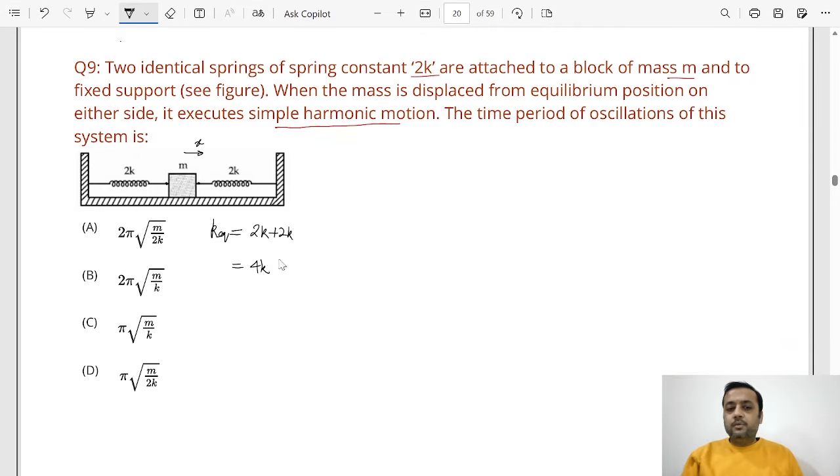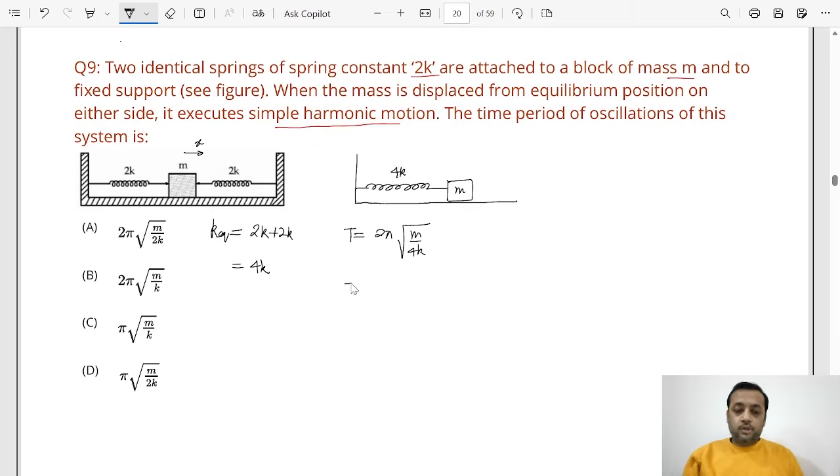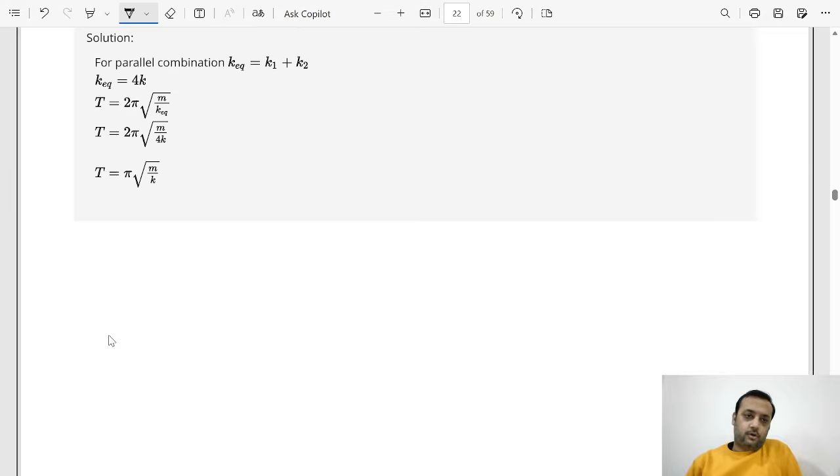So what you can do is replace the two springs by a single spring of spring constant 4k. Here we can say that it is as if only one spring is attached whose spring constant is 4k. Now we know that this becomes a simple spring-block system. So the time period of a simple spring-block system is 2 pi root of m by the spring constant, which is 4k. So root 4 will come out and it will cancel the 2, so the answer will be pi into root of m by k. So option C will be the correct answer for this question. I think it is a very easy question. Most of you should have done this if I am not wrong.